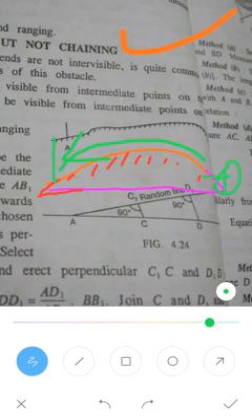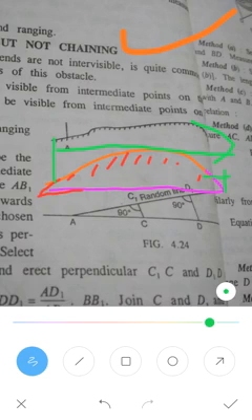But the problem is you can't see from here to here. That is the problem. So in this condition, what do we have to do? In this type, both ends are not visible.